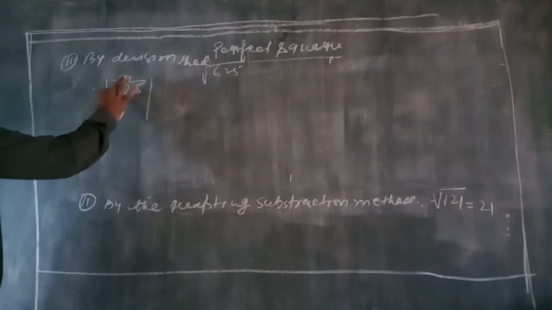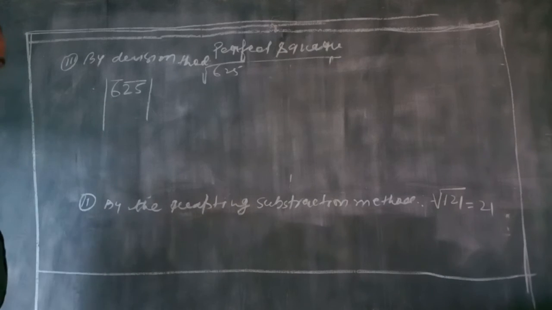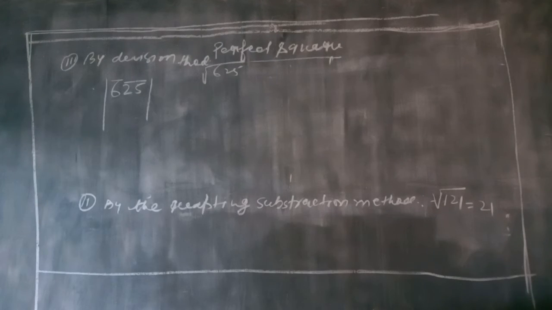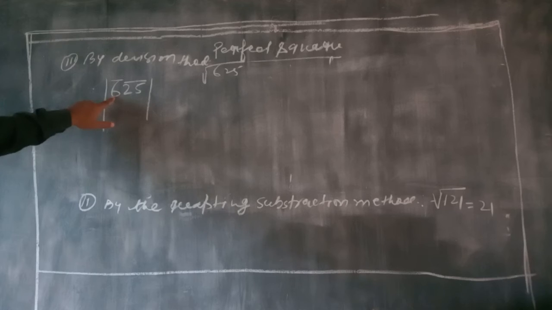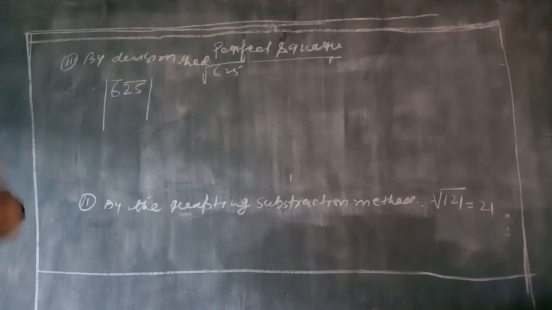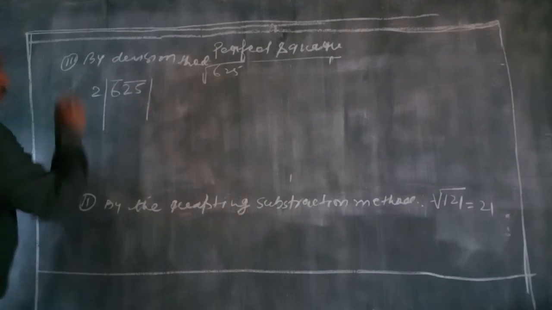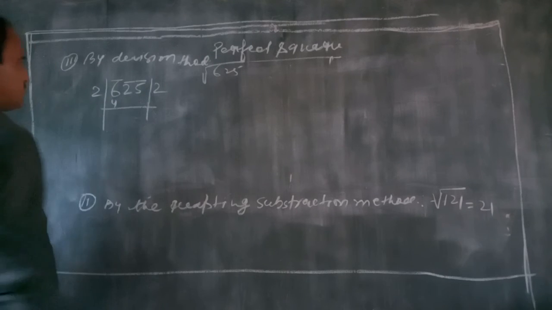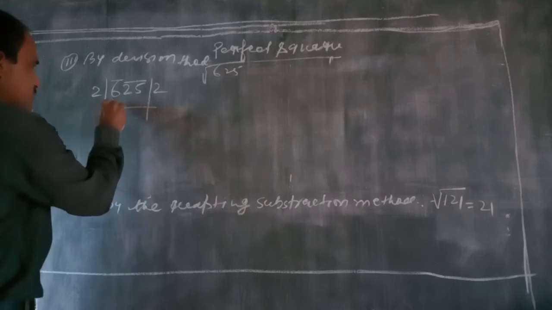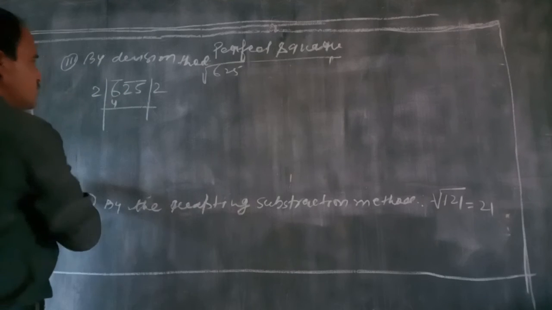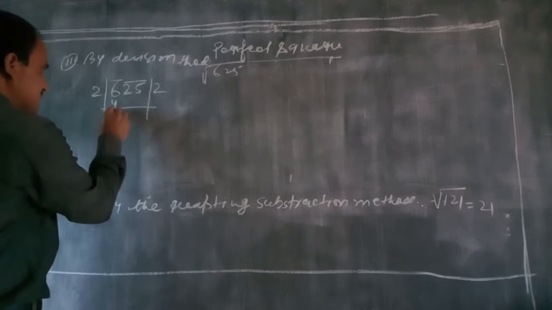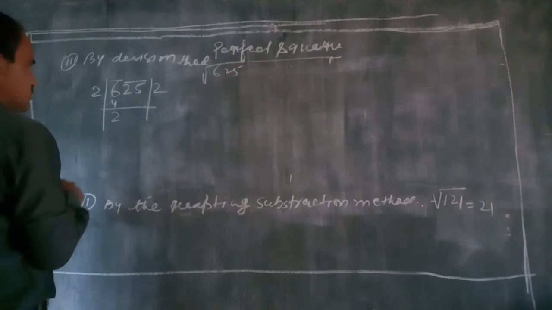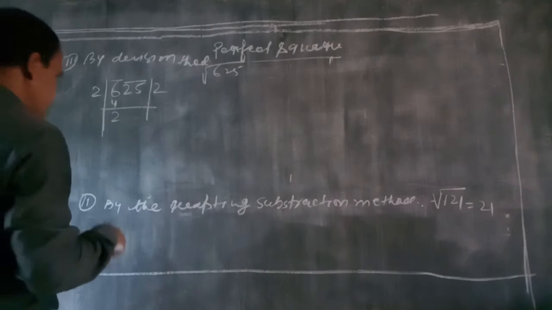4 is less than 6, so you can write it. If you put 3 here, then 3 into 3 is 9, which is more than 6, so you cannot write 3. You have to write 2 here, and also 2 here, then write 4. Then 6 minus 4 is equal to 2.